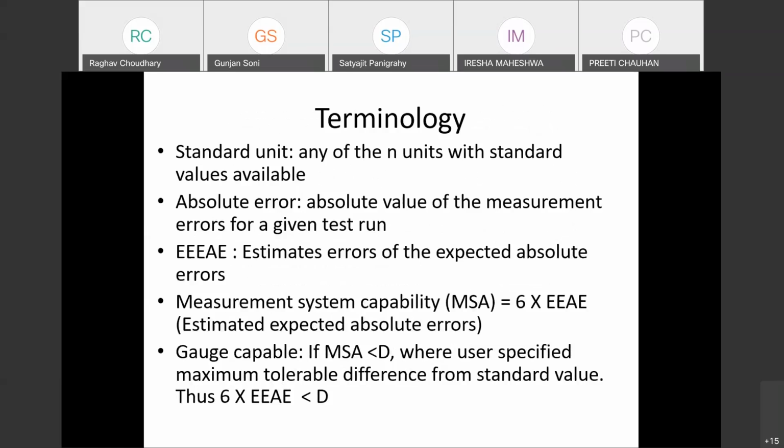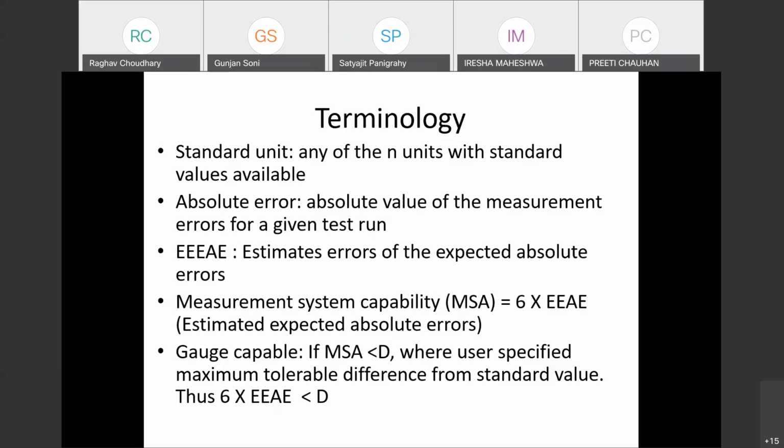Okay. So some terminology associated with this. Standard unit: any of the n units with the standard values available. Absolute error is the absolute value of the measurement errors for a given test run. It's just the difference between the observed value and the actual value. And EAE is the estimated expected absolute error. Then you have measurement system capability, which is MSC equal to 6 times EAE. What is EAE? It is the estimated expected absolute errors. Actually, these terms like estimate and expected are all in probabilistic terms.